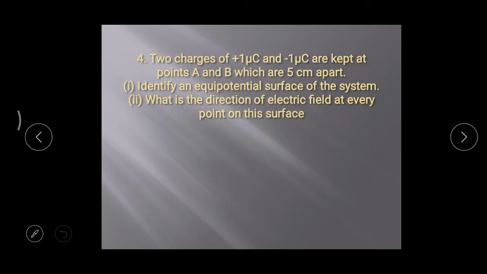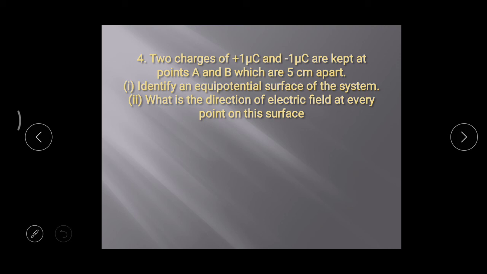Now another question is, two charges of 1 microcoulomb and minus 1 microcoulomb are kept at points A and B, which are 5 centimeter apart. Identify an equipotential surface of the system and what is the direction of electric field at every point on this surface. So this is giving us an electric dipole.